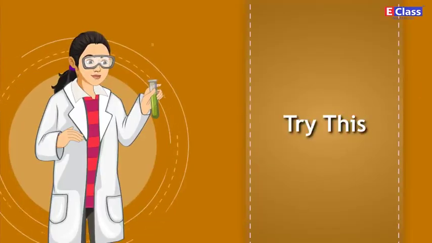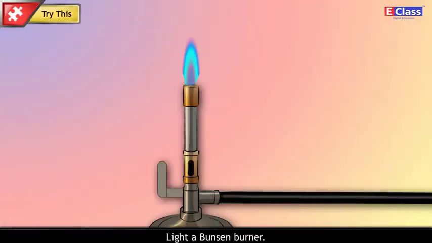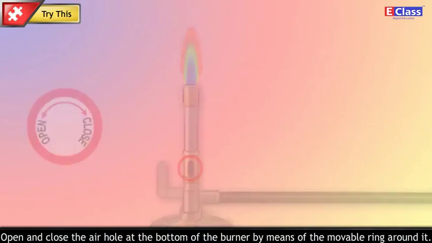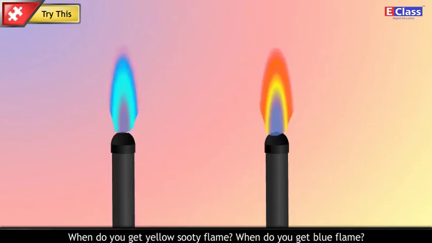Try this. Light a Bunsen burner, open and close the air hole at the bottom of the burner by means of the movable ring around it. When do you get a yellow sooty flame? When do you get a blue flame?